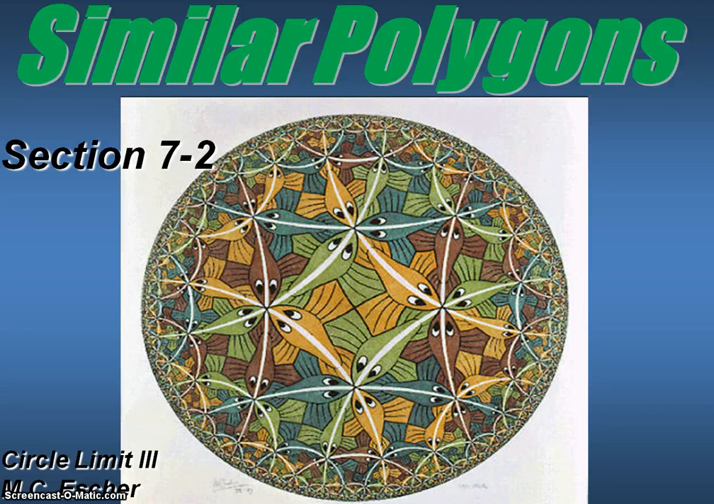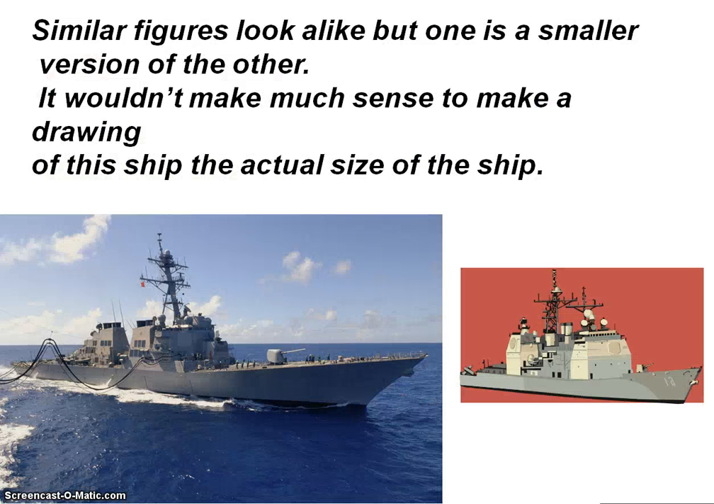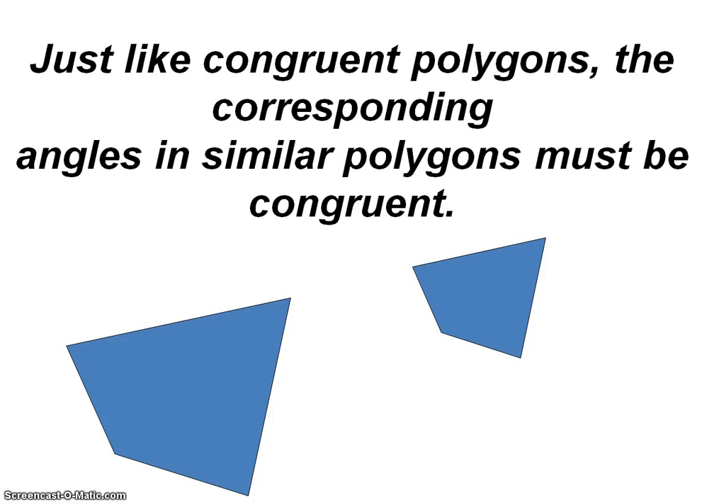Here are some quick and easy examples to help you if you're struggling with your homework or your notes on similar polygons. Similar figures look alike, but one is a smaller version than the other. So if you're going to draw a ship, you're not going to draw the exact size of the real ship. This is what architects do when they make scale drawings for models of buildings or other things that they plan on creating. So just like congruent polygons, corresponding angles must be congruent.